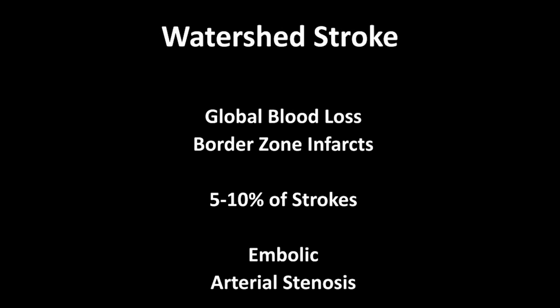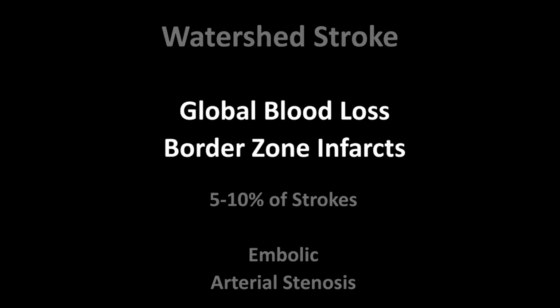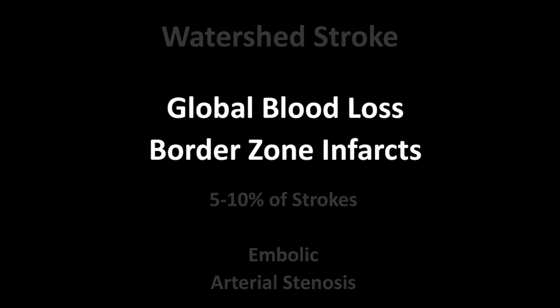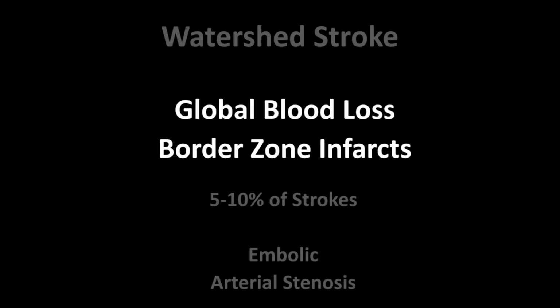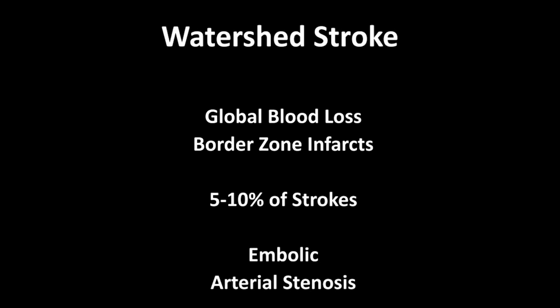When we compare that with a watershed stroke, these are global blood loss strokes, essentially where you're losing blood in these border zones. And even though these strokes don't encompass a lot as far as percentages, when you think about all ischemic strokes, only 5 to 10%, they can be pretty catastrophic. Again, based on blood loss, ischemic processes in these border zones. These are going to be embolic in nature, usually based on arterial stenosis and plaque rupture.